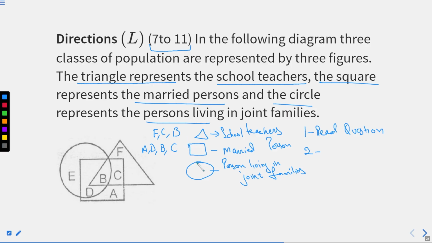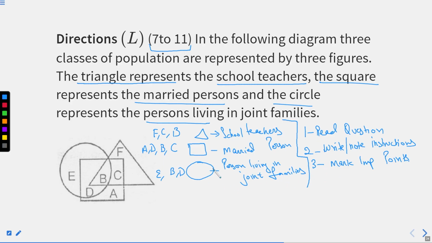You can figure out these things now because now we are at the 7th question, right? And a circle represents people living in joint family. So how many are there? E, B and D. As soon as you are able to finish this part, the second part is to write or note instructions. Third, mark important points. There are 3 steps till now that we have followed, right?